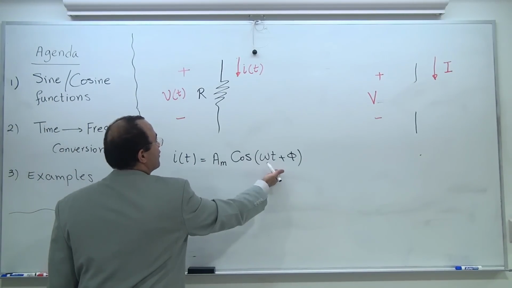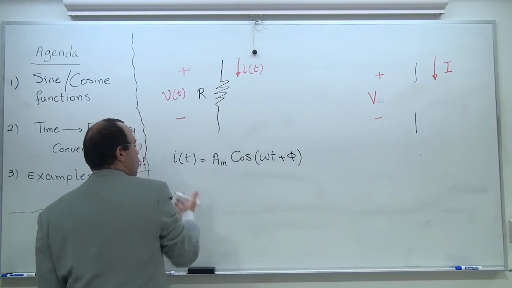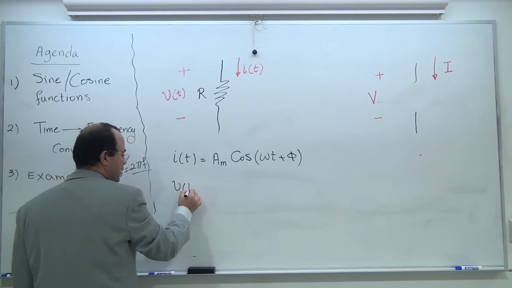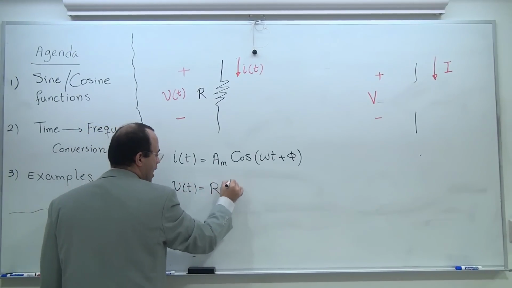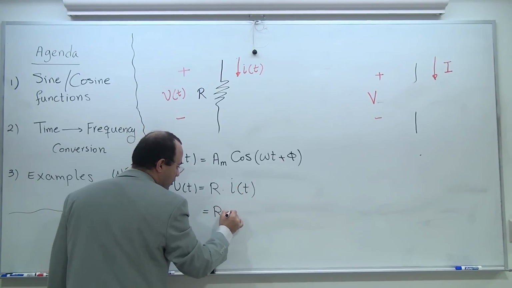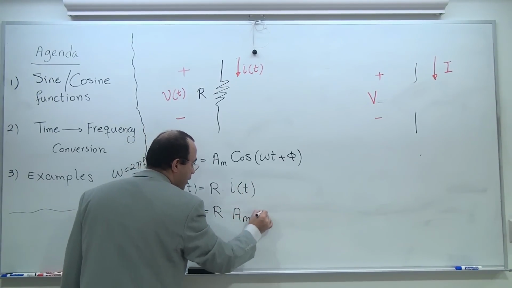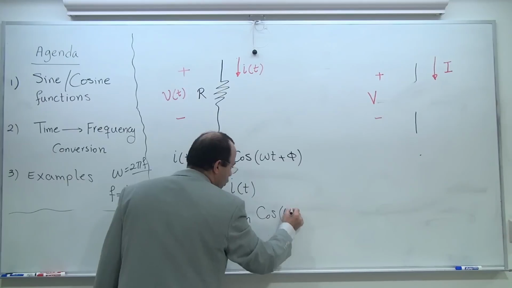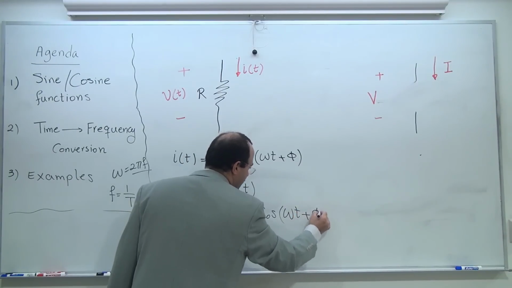This is a time domain signal. It goes through the resistor. Ohm's law dictates that v(t) is equal to R times i(t). So therefore, this is going to be R times A_m cosine(omega t plus phi).